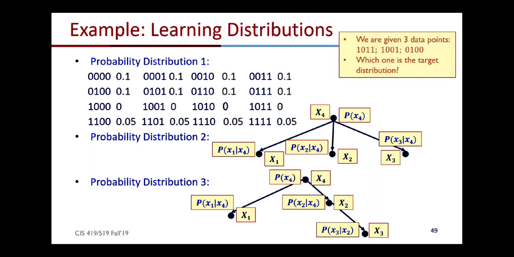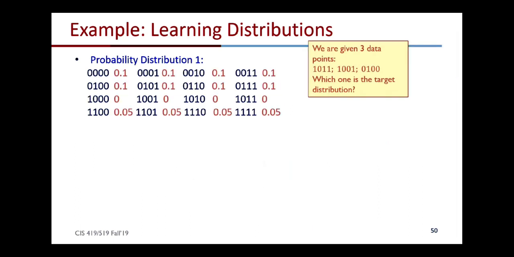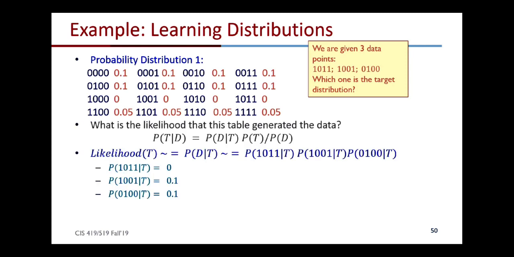So the first thing is we looked at this data. These are the 3 data points that we have. And you thought that this probability distribution definitely did not generate this data. The reason is that one of the data points, 1011, this one here, is not supported by this distribution at all. So this distribution couldn't have generated it. So we've written it as the likelihood of this distribution is 0.